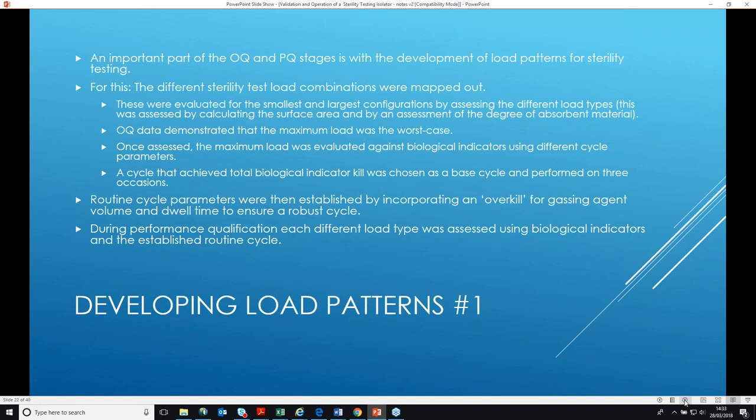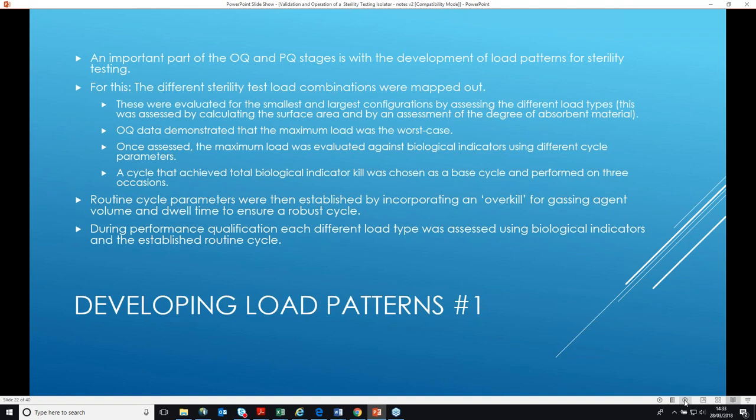The routine cycle parameters are also then established by incorporating an overkill for the gassing agent volume and dwell time to ensure that a robust cycle is in place. So this is, again, not dissimilar to the strategy that might be undertaken for an autoclave. A matrix approach is adopted. Worst case load is determined by surface area or mass. The point of kill is found, and then an extended or overkill cycle is run.